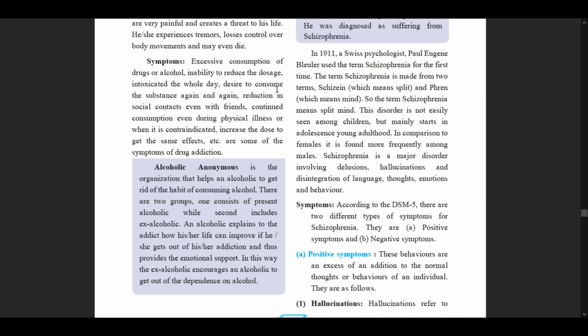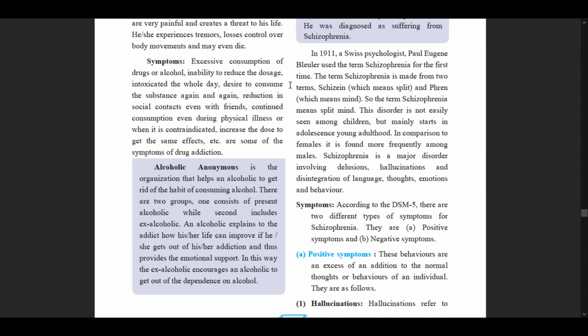An ex-alcoholic explains to the addict how his or her life can improve if he or she gets out of the addiction, and thus provides emotional support. In this way, the ex-alcoholic encourages an alcoholic to get out of the dependence on alcohol. First, the addict is supposed to talk to an alcoholic. The alcoholic describes how he or she is suffering, and they try their best.